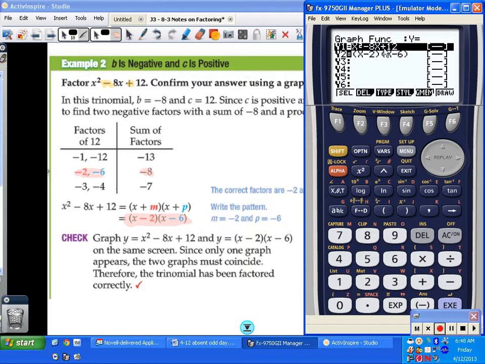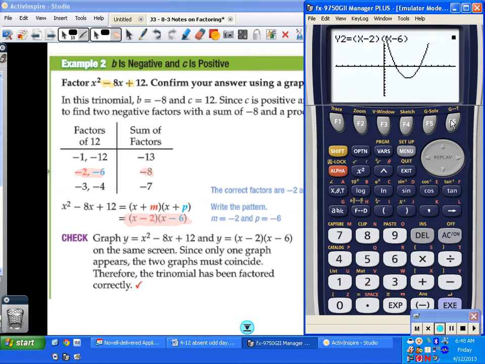So right here, it's y equals x squared minus 8x plus 12. That's the problem we started with. Right here, I have put in the answer that I got, and I want to use my graphing calculator to check if this is correct. So I'm going to click F6 to draw. And what I see is that I only get one parabola.